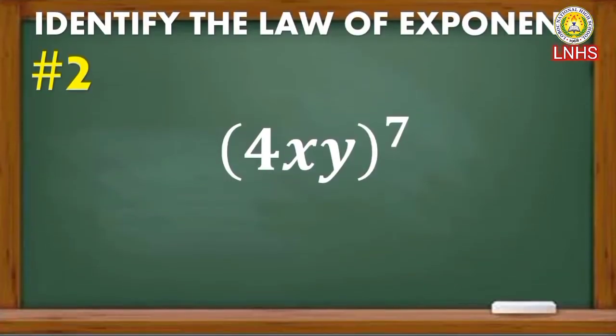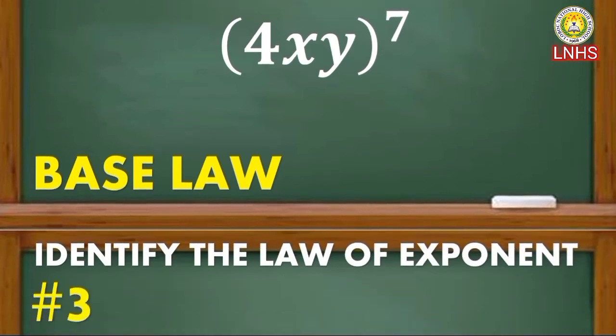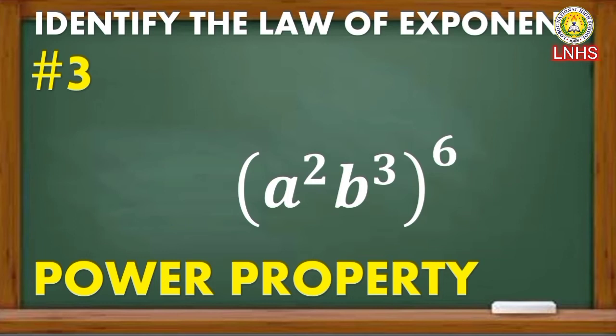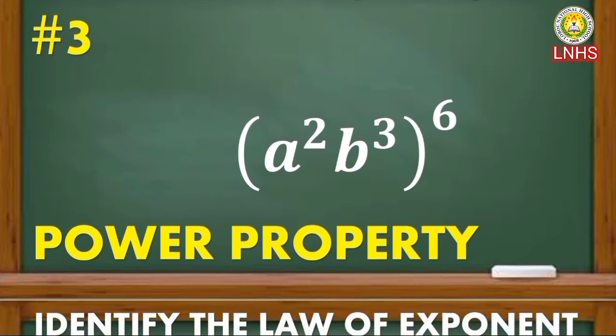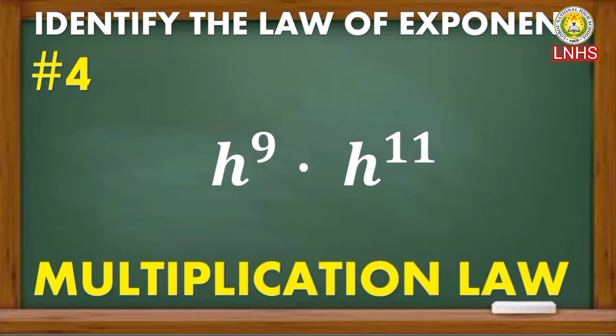Number 2. 4xy raised to the power of 7. What is your answer? Yes, the correct answer is base law. Number 3. a raised to the power of 2 times b raised to the power of 3 raised to the power of 6. The correct answer is power property. Number 4. h raised to the power of 9 times h raised to the power of 11. And the correct answer is, yes, multiplication law.